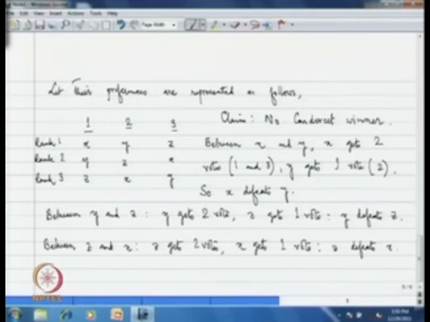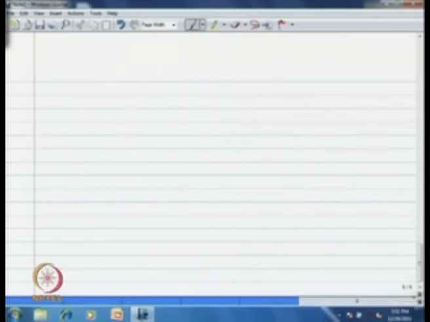Now, which basically means that there is no Condorcet winner. Right, because between x and y, x wins, but between x and z, z wins. Again, is z the Condorcet winner? No, z is again defeated by y. Is y the Condorcet winner? No, y is defeated by x. So, we have a kind of circular pattern: x is defeating y, y is defeating z, but z is defeating x, and so there is no Condorcet winner in this preference. Let us look at the last part of the question.